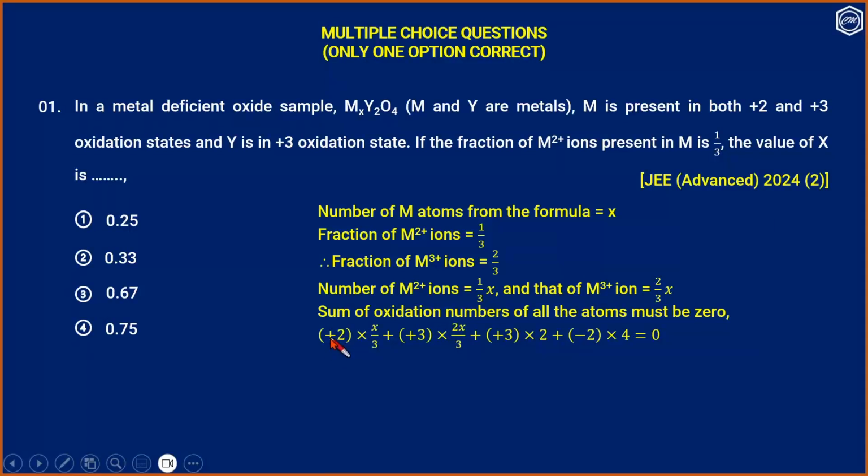That is +2 into X/3, that is M2+, plus 3 into 2X/3, plus 3 into 2, plus minus 2 into 4, equal to 0. So by solving we can find out X, and X is found to be 0.75. So this compound will be M0.75Y2O4. So the correct answer is the fourth option.